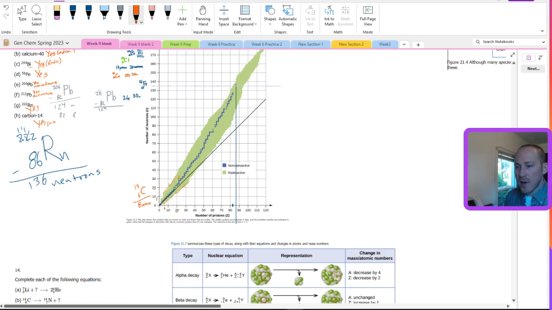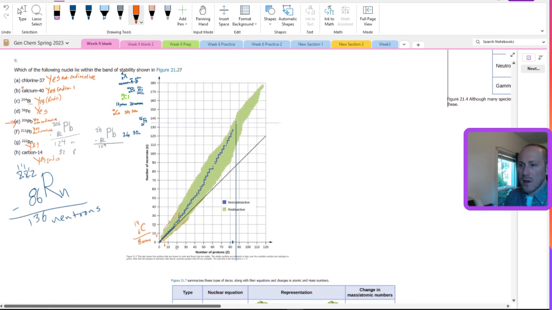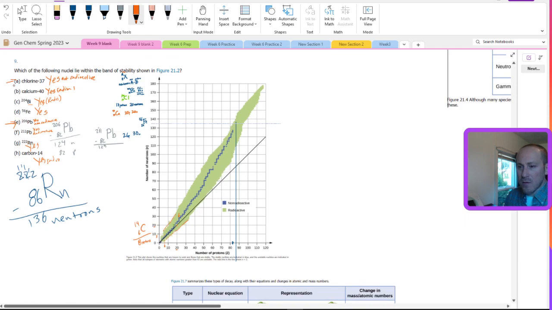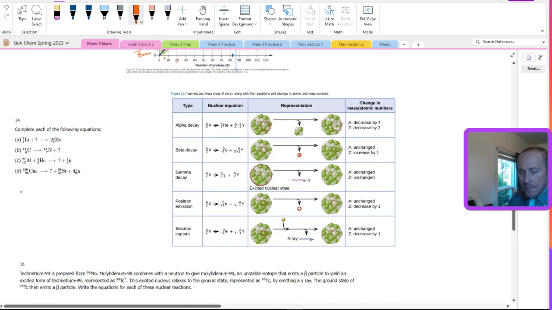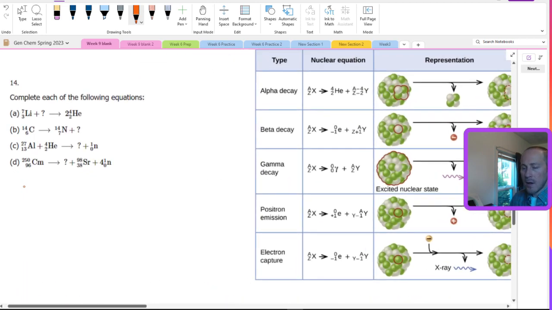So essentially we had lead 206 and chlorine 37 that were not radioactive, and I think iron was maybe, I don't remember. I could find out, but let's move on. But everything else was radioactive. So everything else was in the green, but not on the blue. But a few things were on the blue. So, okay.